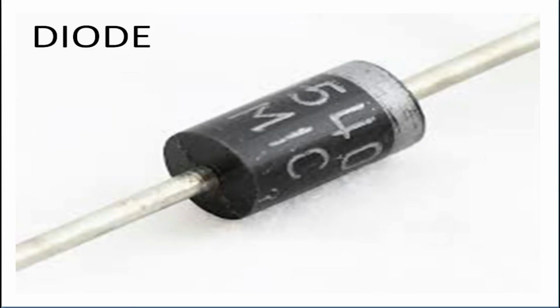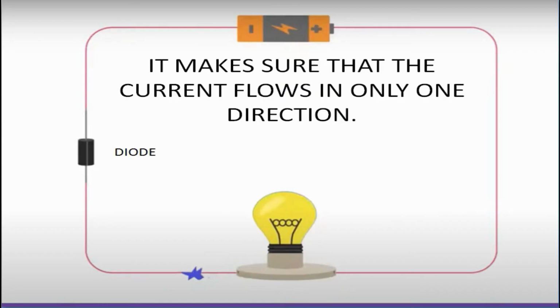This is a diode. It makes sure that current flows in one direction. On the left hand side of the screen, you can see a diode in black color. It makes sure that the current flows only in one direction.